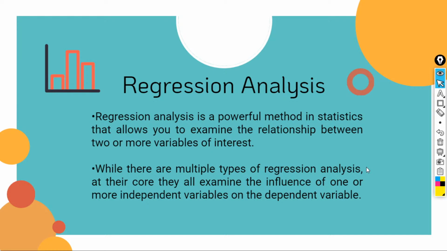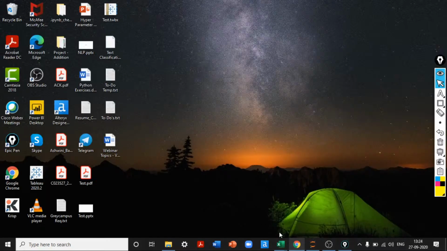Regression analysis talks about the relationship between two variables. It is not necessary that they are correlated, but they can have some type of relationship. It can have a linear relationship, it can have a logistic relationship, it can have some other relationship as well. Regression analysis tries to identify the linear relationship between two variables, whether they are directly connected with each other or not. There are multiple types of regression analysis, but at their core, they all examine the influence of one or more independent variables on the dependent variable.